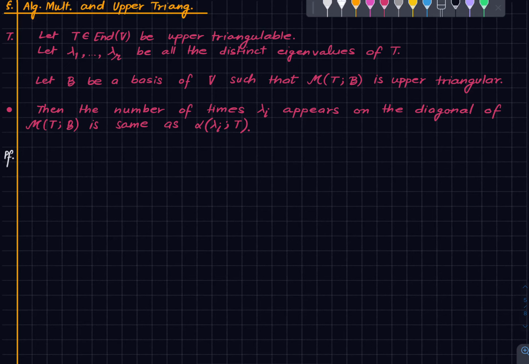All right, so let's prove this. We will prove this by induction on n. What is n? n is the dimension of the vector space. So let me write the first line. We'll prove this by induction on the dimension of the vector space. Basically, we have done this kind of argument many times. This is the use of the well-ordering principle.